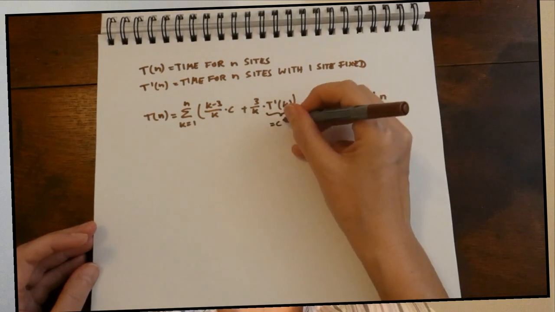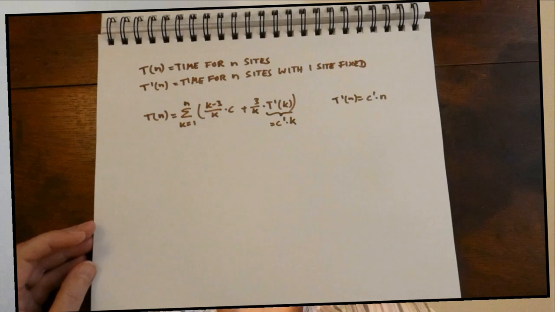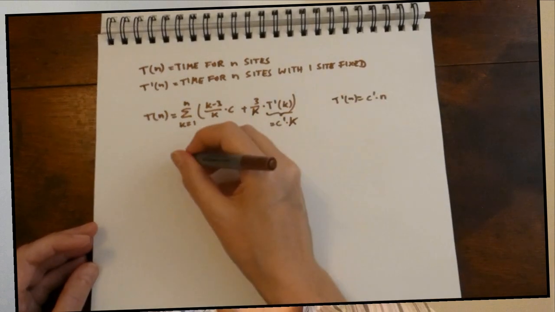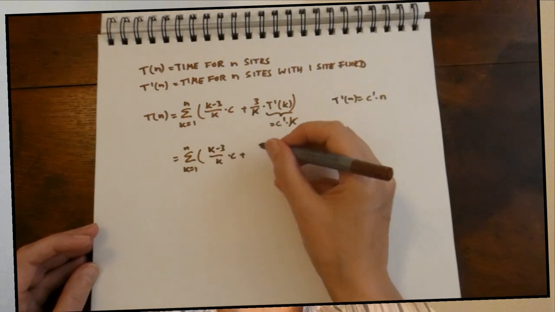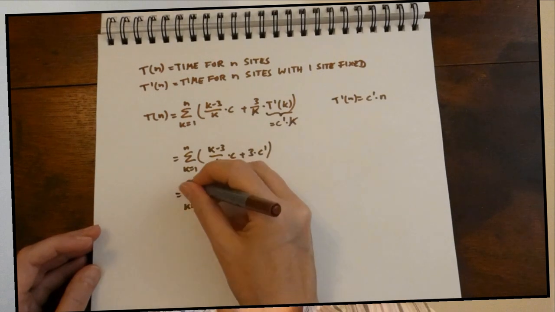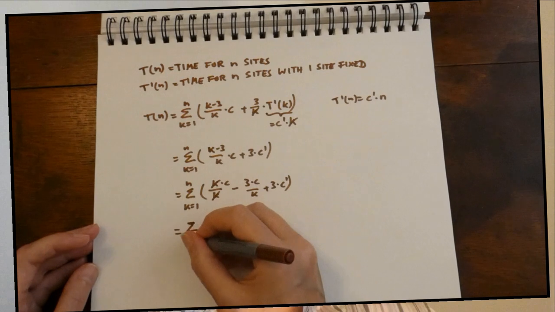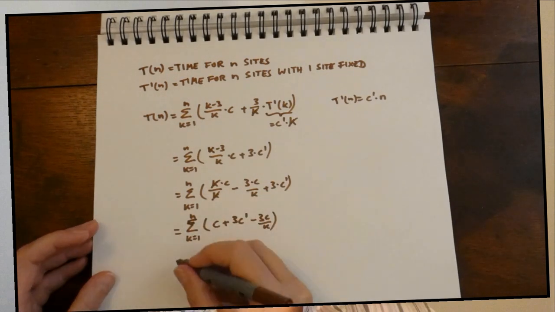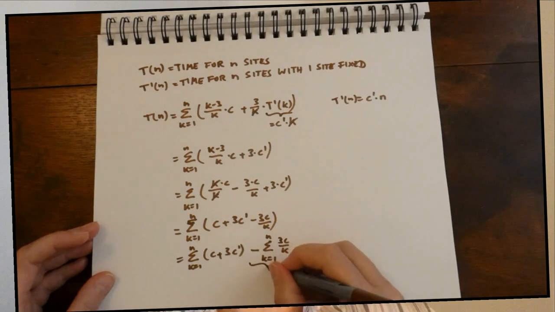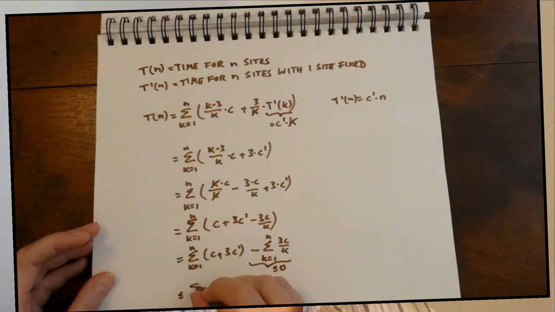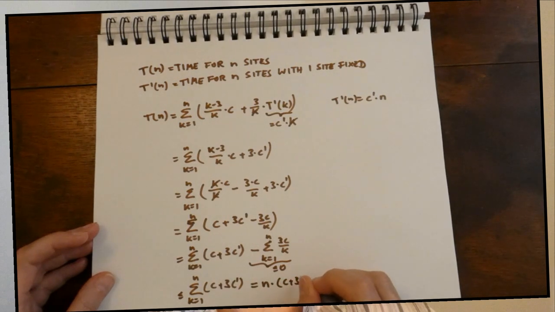We plug in c prime times k for T prime of k. Then we can cancel out the k's and get a slightly nicer looking formula, with a sum from k equals 1 to n of ((k minus 3) over k times c, plus 3 times c prime). Now we can manipulate this a little further, and we can split the summation into two summations like this, where the summation on the right hand side is actually at most 0. So we can simplify this to just one summation from k equals 1 to n of (c plus 3 times c prime), so that is just n times (c plus 3 c prime). So it's n times another constant, which means that it's linear time.